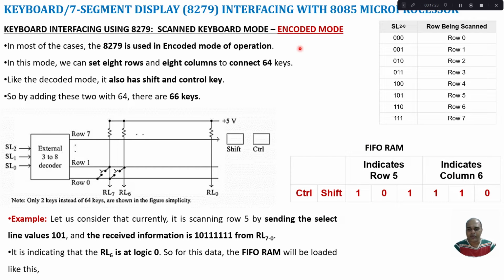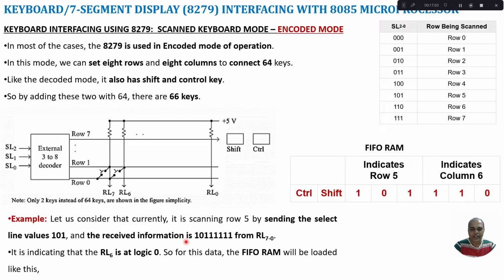So now in encoded mode, let us see how it is being loaded. Again, let us consider that currently the CPU is scanning row 5. So row 5 it is going to scan, which means what should be the value of SL0 to SL2? For row 5 it is 101. Right? For row 5 it will be 101 in SL0 to SL2. So 101 indicates a row. So here it is shown in the FIFO RAM, 101.